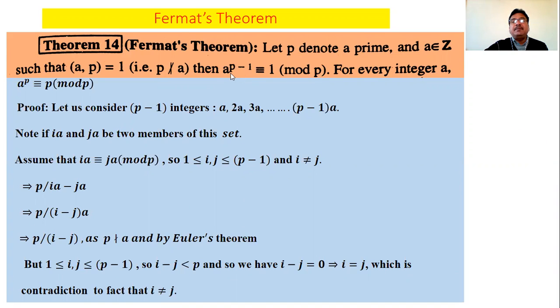Then a raised to p minus 1 is congruent to 1 modulo p. That is what we have to show. a raised to p minus 1 is congruent to 1 modulo p. And for every integer a, a raised to p is congruent to a modulo p. Okay. So, how do we show this?